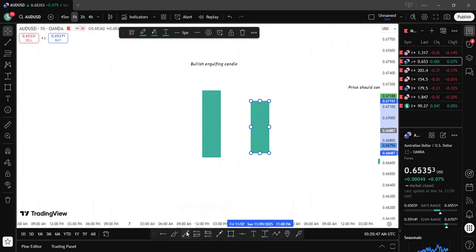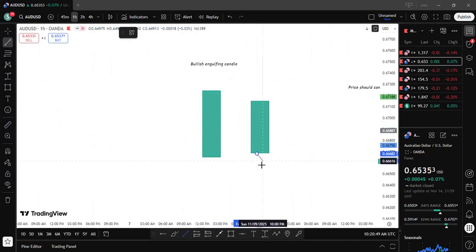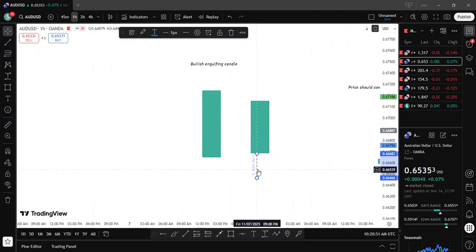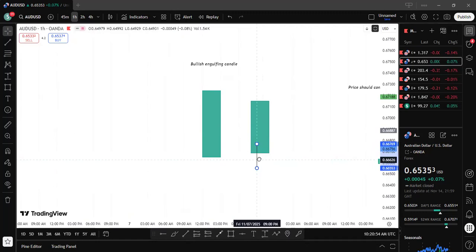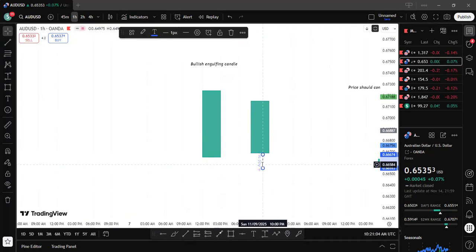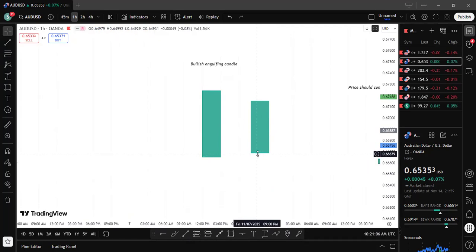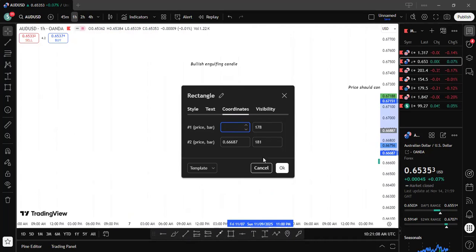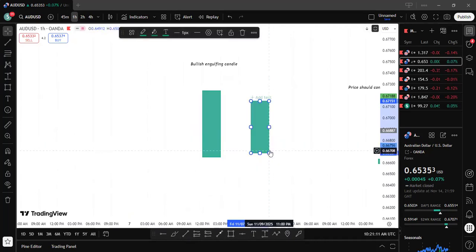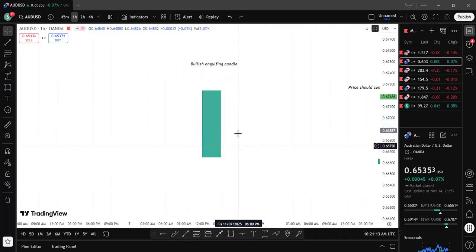And the fact is, you should see that it is bigger than the previous candle. It has overshadowed the previous candles. Sometimes they have some wicks, a small wick at the bottom. So because it overshadows the previous two or three candles and it's green, that is a bullish candle, we call it a bullish engulfing candle.